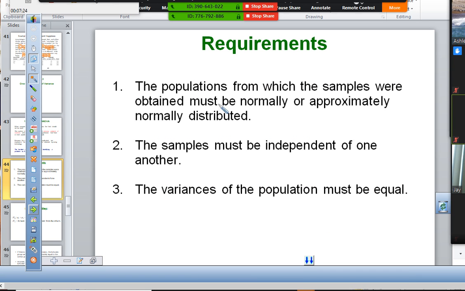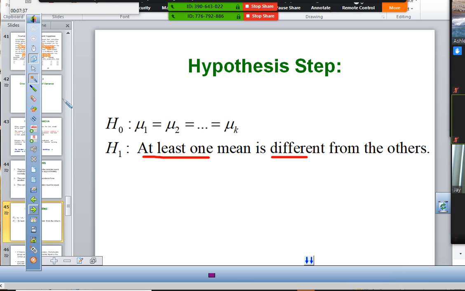So some basic things. The samples must be from an approximately normally distributed population. They should be independent of one another, and their variances should be roughly equal. You don't have to worry about that. I'll take care of that part. But here's our first step.